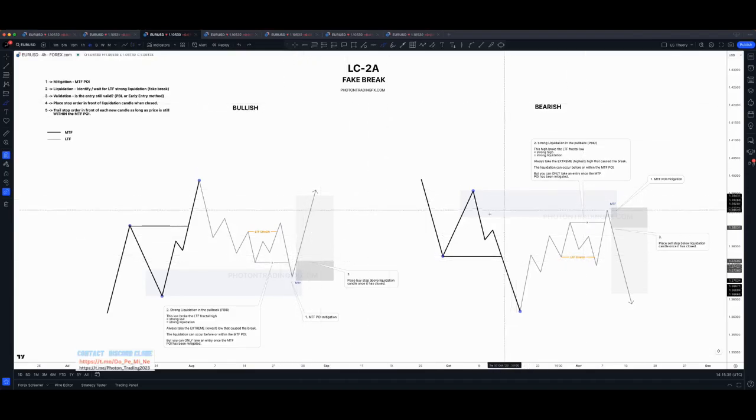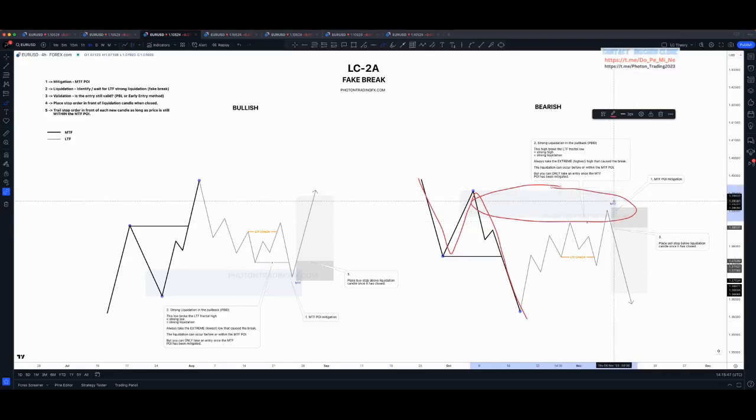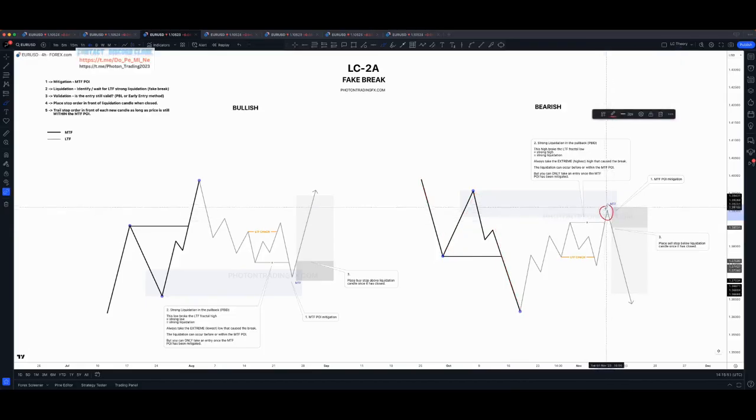So the bearish case, exact same thing, but obviously bearish, right? This is your medium time frame. So you then have your medium time frame POI. You want to wait for a high probability POI where you have a clear directional bias. Okay, step 1, wait for your medium time frame POI mitigation. Step 2, look in the pullback, right? It must be in the pullback.